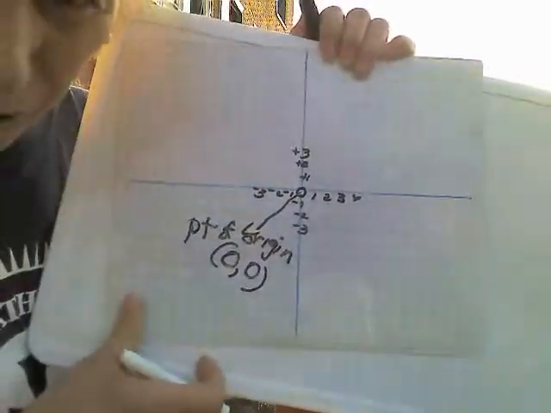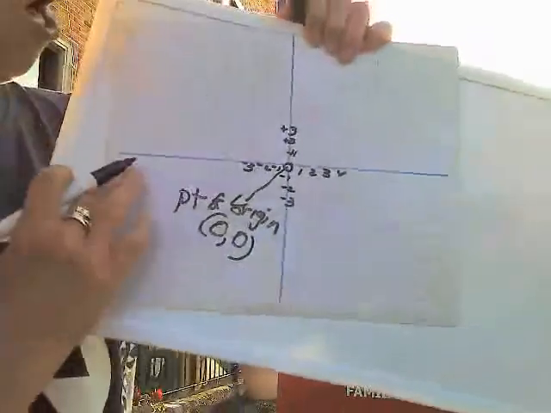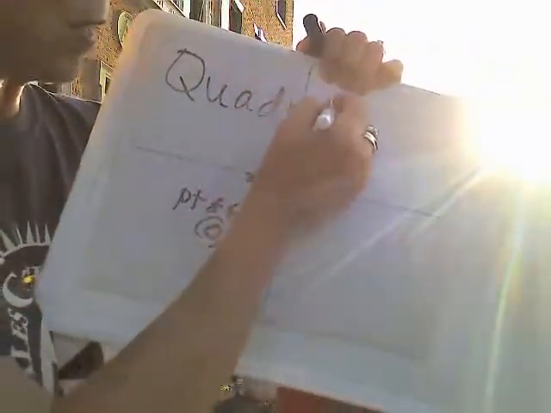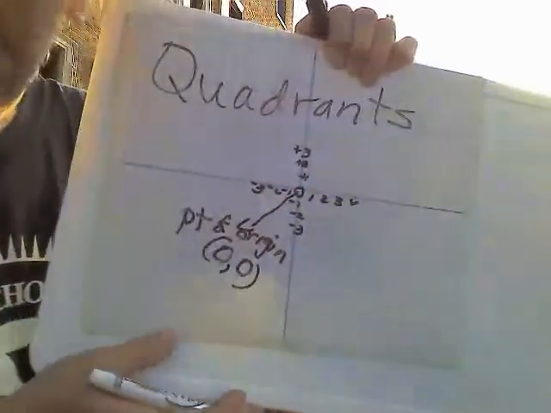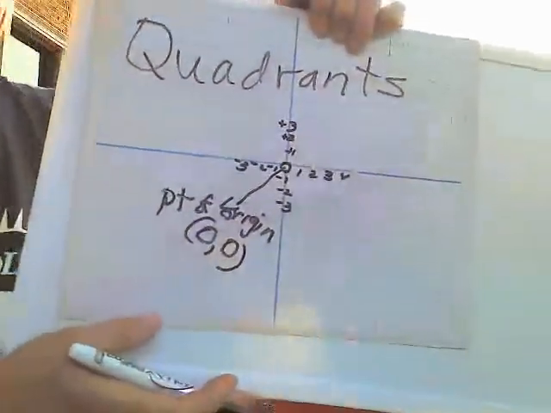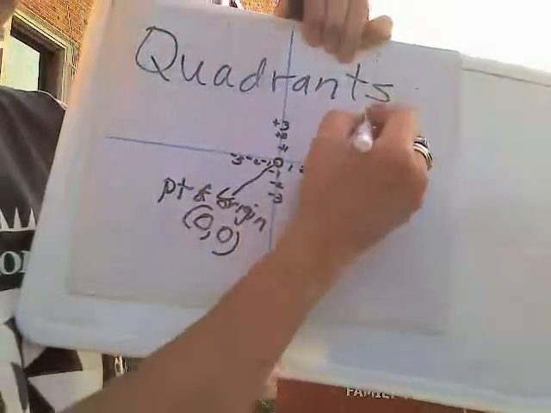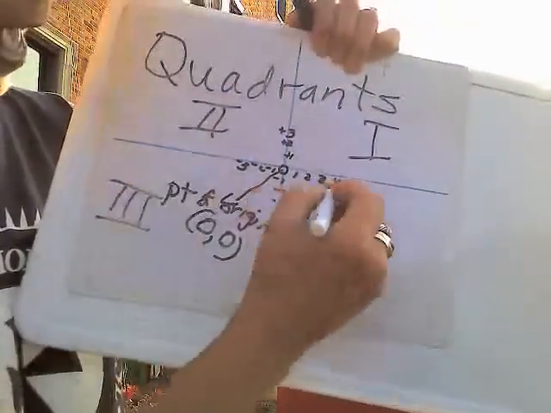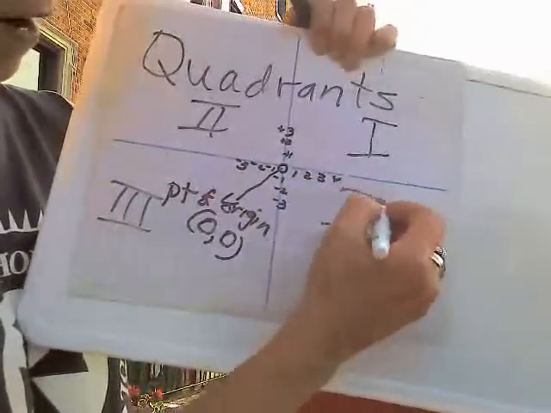separates this grid into 4 parts. We call these parts quadrants. And we label them with Roman numerals. Always Roman numerals. So this is quadrant 1, quadrant 2, quadrant 3, and quadrant 4.